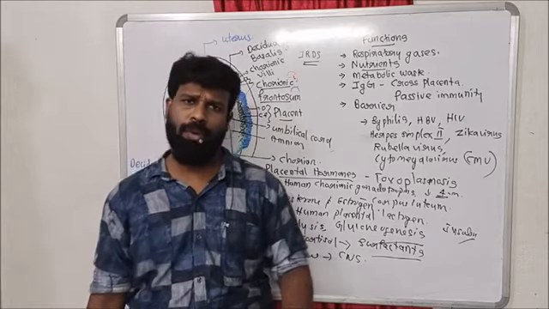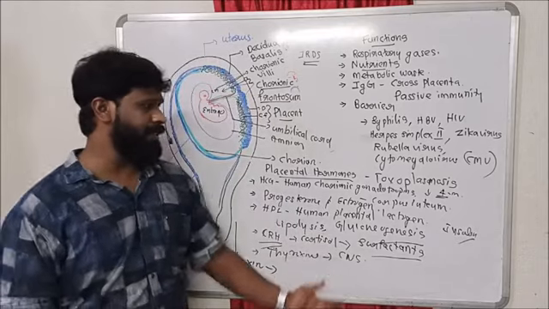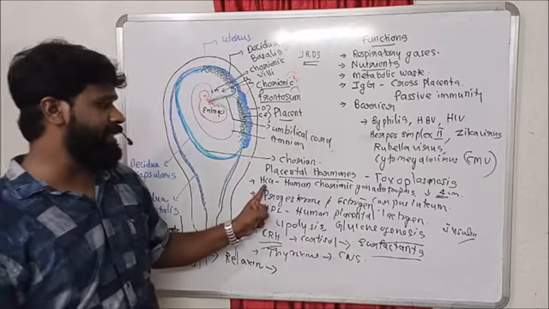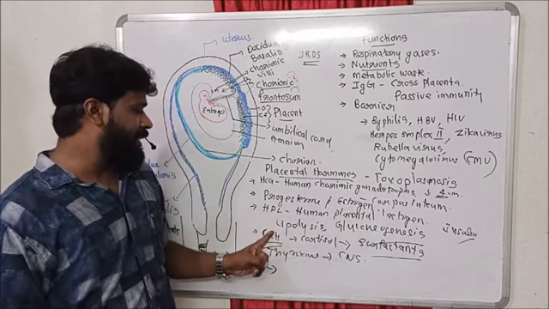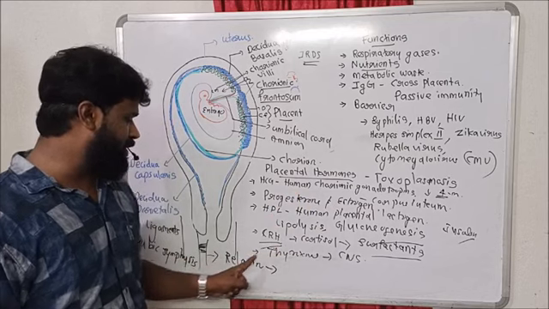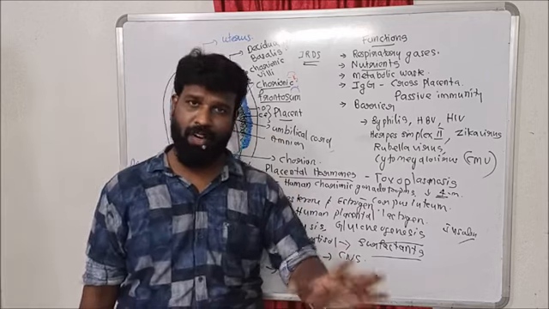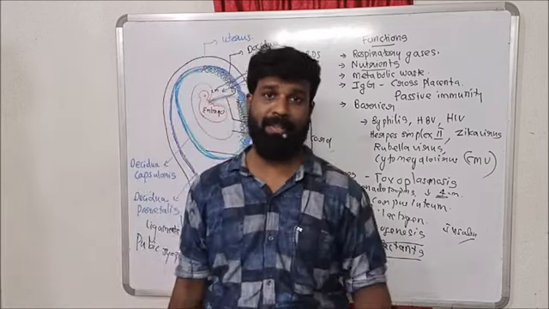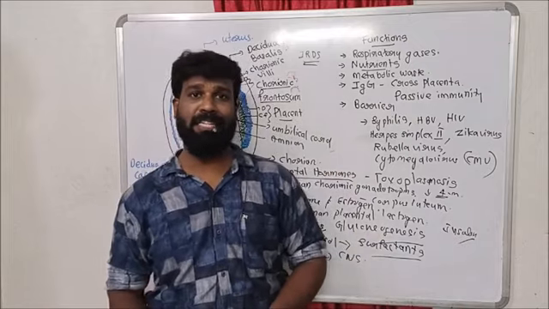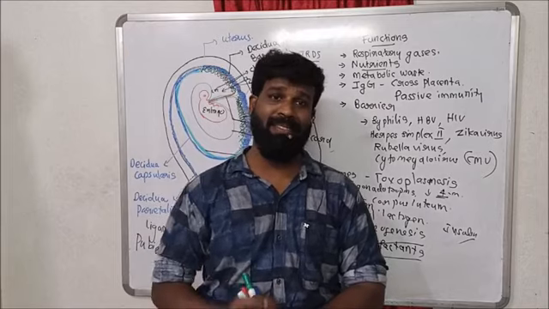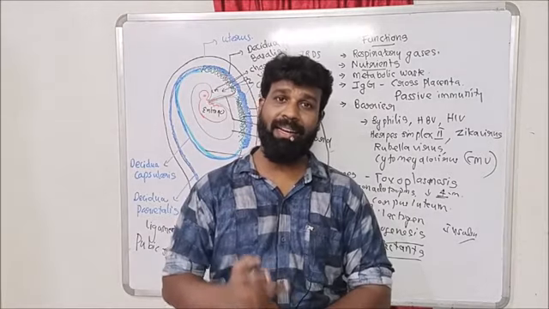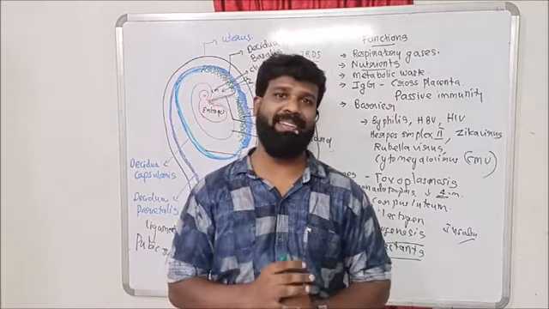So these are the hormones secreted by the placenta: HCG, progesterone, estrogen, HPL, then CRH, thyroxine and relaxin, etc. So these are the functions of the placenta. In this session we completed the structure, formation and functions of the placenta.